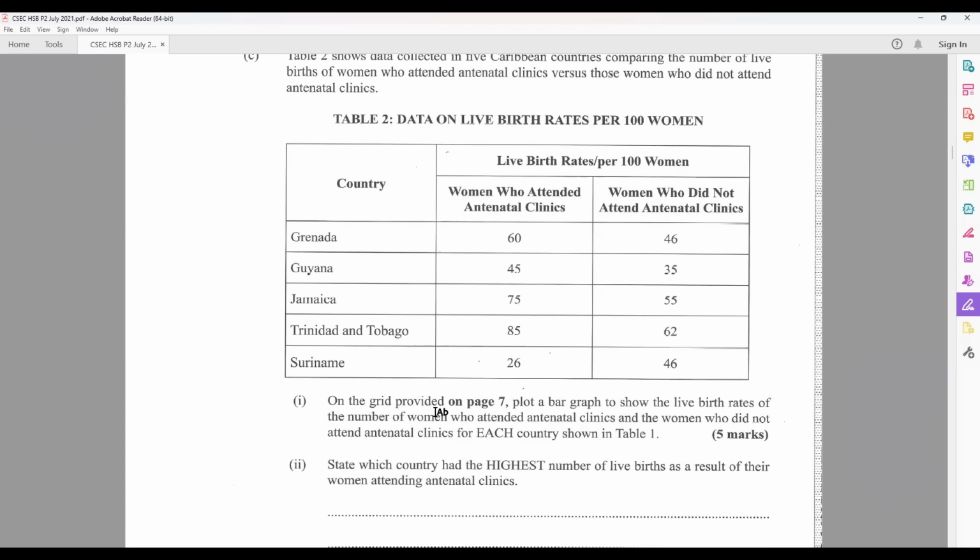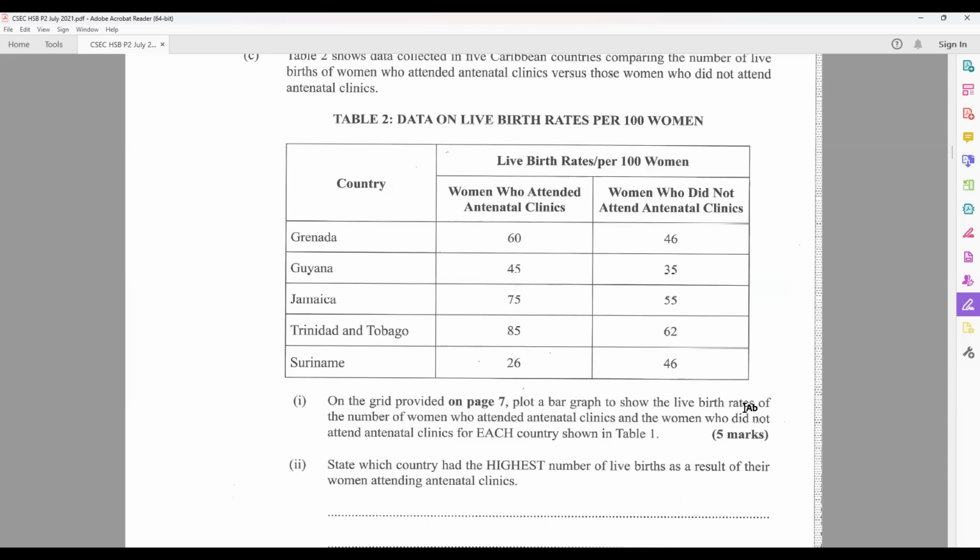On the grid provided on page 7, plot a bar graph to show the live birth rates of the number of women who attend antenatal clinics and the women who did not attend antenatal clinics for each country shown in table 1. They have already identified that you are plotting a bar graph. So it's not a line graph, it's a bar graph. They tell you which one to plot and they tell you what to plot.